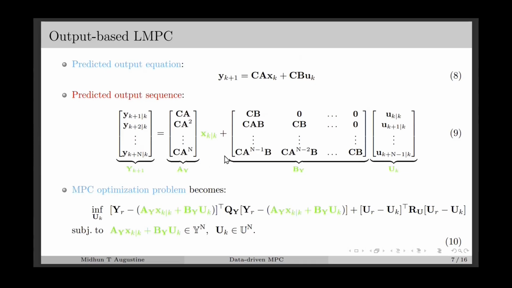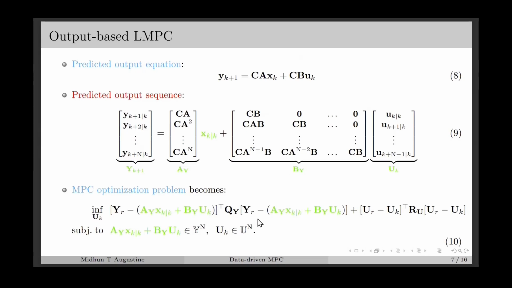Using this expression, we can rewrite the MPC optimization problem as in equation 10. This equation is based on the state space model of the system, and it captures the system dynamics. Here we replace the predicted output sequence Yk plus 1 with this expression, which will modify the cost function as given here. Similarly, in the constraint also, we can replace this capital Yk plus 1 with this term, and this will modify the optimization problem as in equation 10.